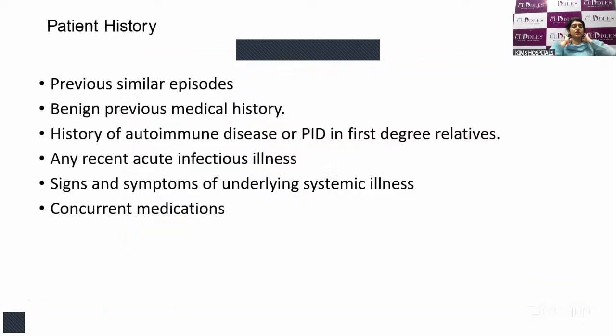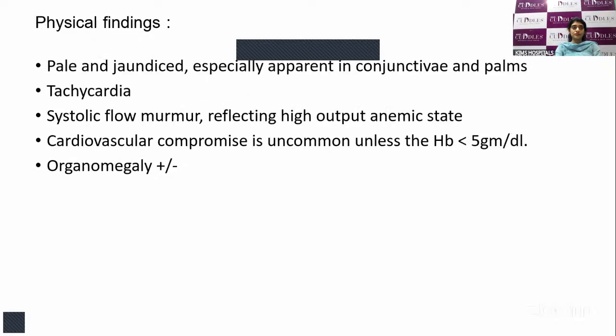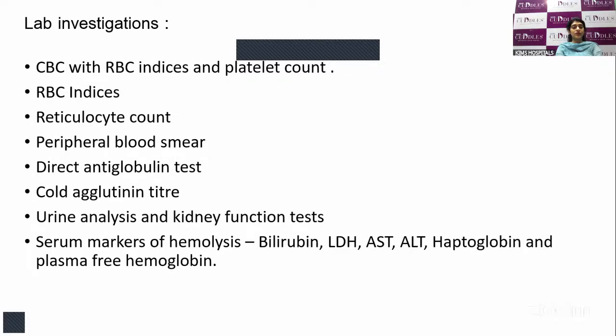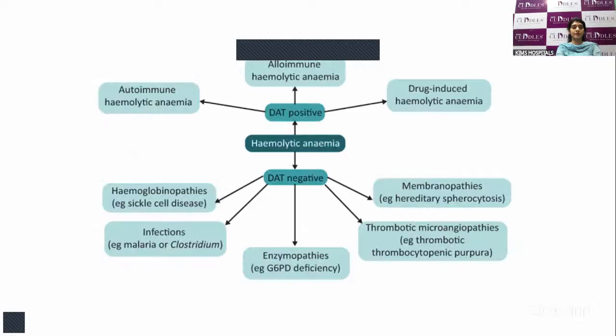Coming to patient history, you have to find out about previous similar episodes, any benign previous medical history, history of autoimmune disease or PID in first degree relatives, any recent acute infectious illnesses, signs and symptoms of underlying systemic illnesses, and concurrent medications. For evaluation we do CBC, RBC and platelet count, RBC indices, reticulocyte count, peripheral blood smear, DAT, cold agglutinin titers, urine analysis, and kidney function tests. Serum markers of hemolysis are bilirubin, LDH, AST, ALT, haptoglobin, and plasma-free hemoglobin.